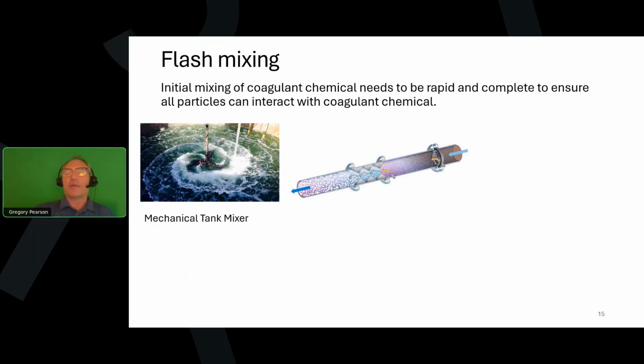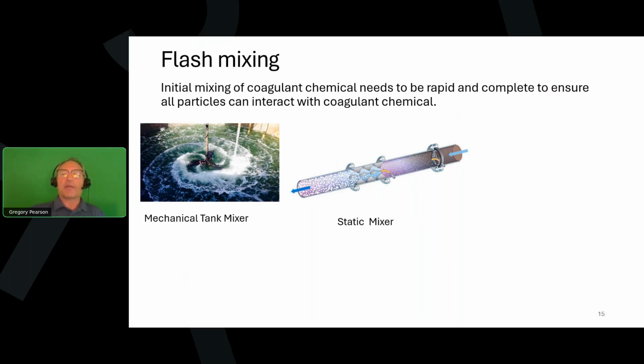The idea is to get every particle mixed with coagulant as quickly as possible, so that you have a nice stream that you can depend on that's all mixed and it's forming flock at the same rate throughout the process. You don't want to get to the end of the process and some of the flock is still forming. You want to form the flock at the beginning so the subsequent processes can work.